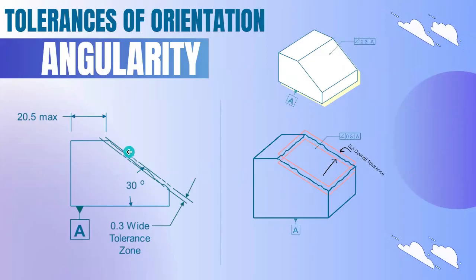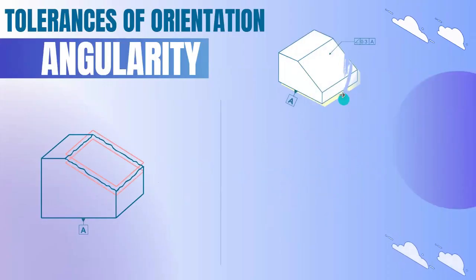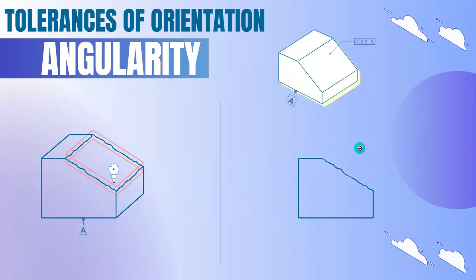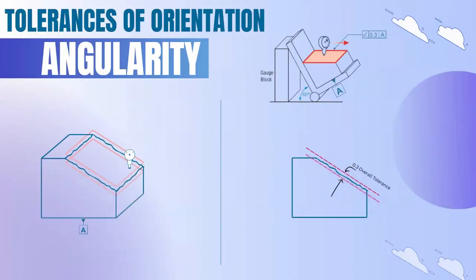Here, the part is angled in a fixture or in a sine bar, and then a dial gauge will be moved like this. Over the entire surface, the dial gauge is moved, and then the reading will be noted. And the angular deviation must lie within this 0.3 tolerance zone.